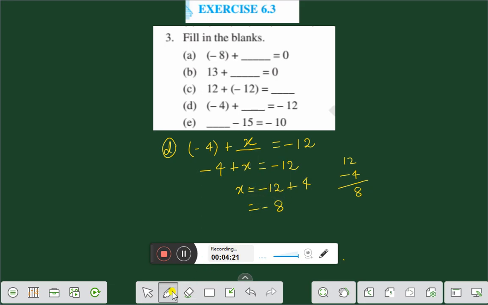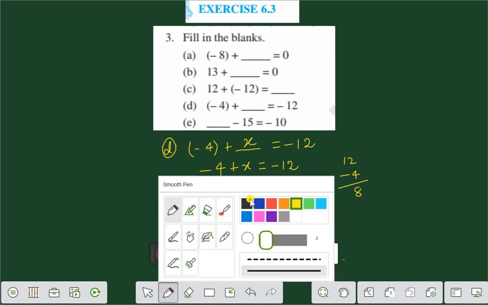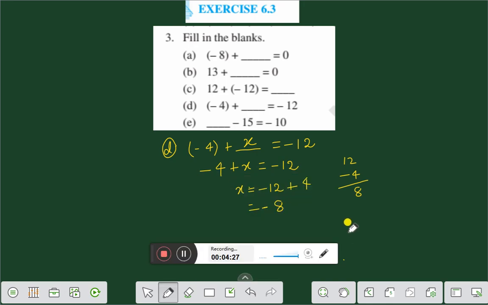Therefore, the answer will be minus 8. Right? Therefore, minus 4 in bracket, it is minus 8. You get the value minus 12. Right? Now, we solve question number E.